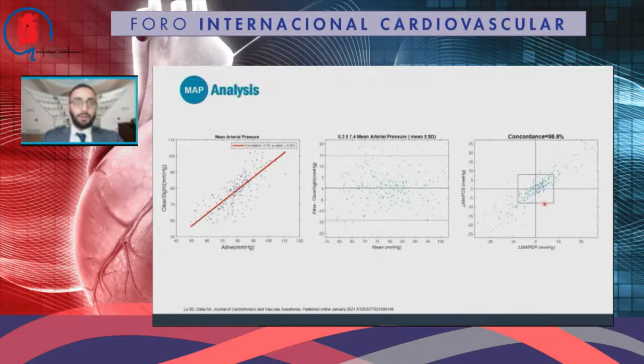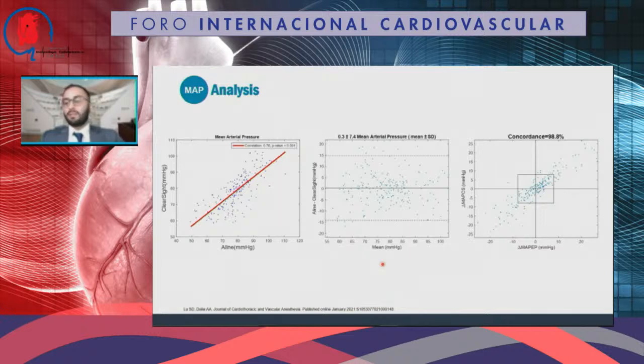So we'll dive a little bit deeper into some of these analyses. You see here, we plotted the arterial line with the ClearSight on the X and the Y axis, and we're able to assess the correlation and p-value with that correlation. Importantly, you really need to perform a Bland-Altman analysis to really understand if you actually have agreement between two devices, not just correlation, but agreement between two devices.